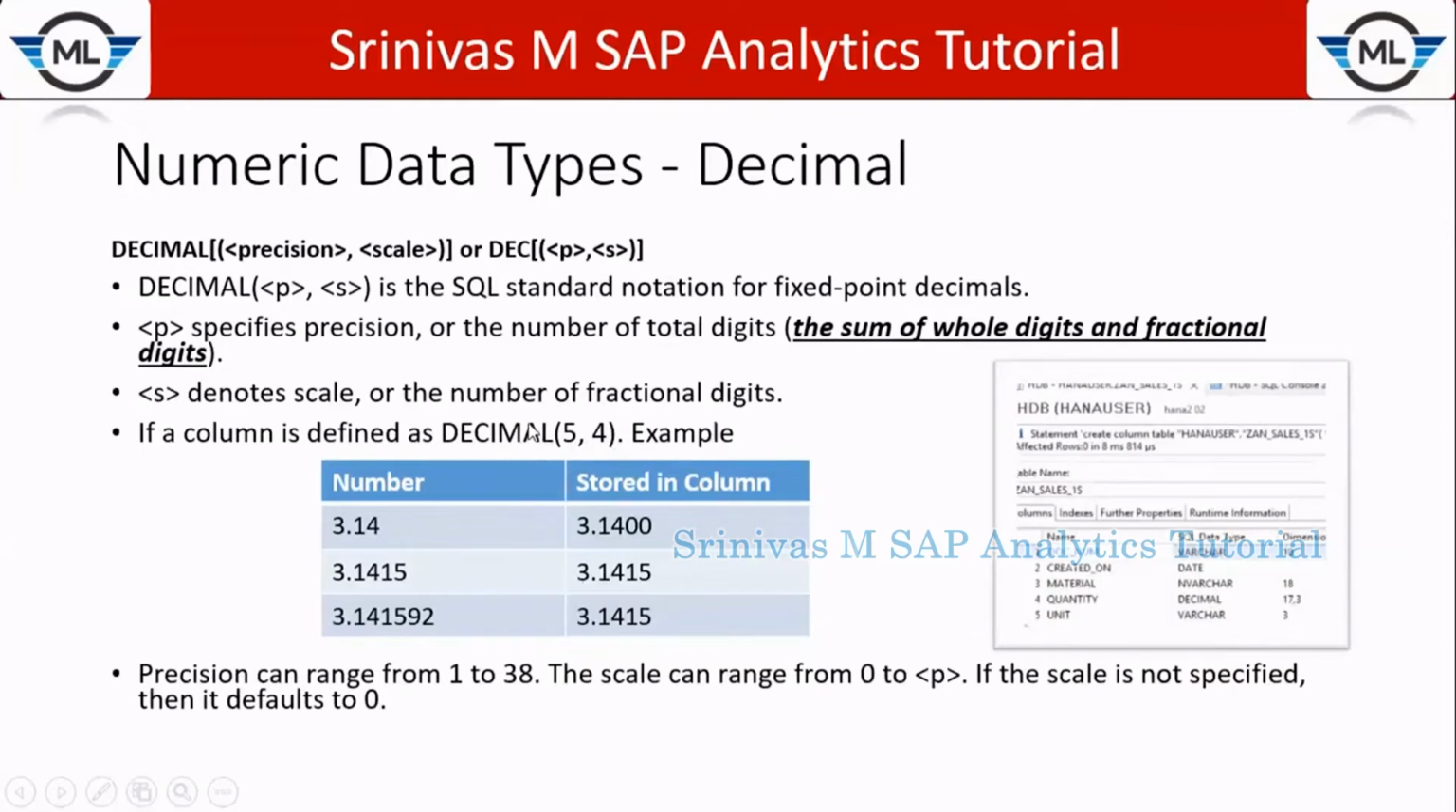So when you want to define a bigger number, your precision should be bigger, and this precision can take a maximum between 1 to 38, not more than 38. So this is all about the decimal data type.